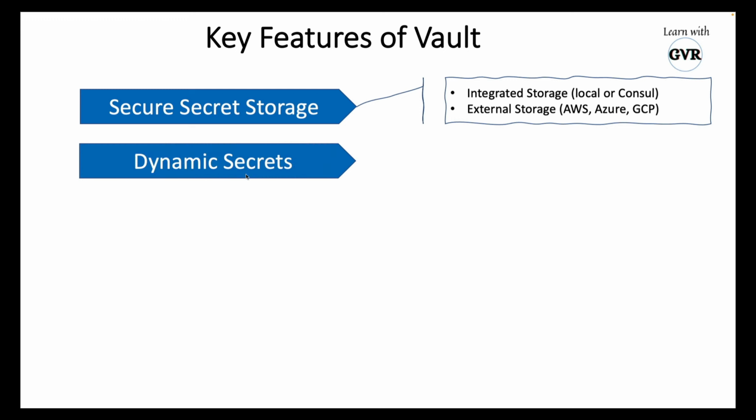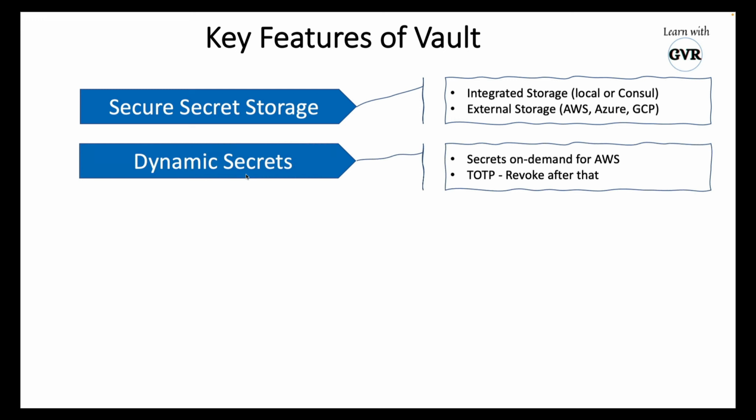Second is dynamic secrets. What are dynamic secrets? It's nothing but on demand. Say you want to log into AWS for 15 minutes; it will be generated dynamically. So you need not remember it or share it with your team. If you give that responsibility to Vault, Vault will take care of these things. If you want 15 minutes, yes, it will generate for 15 minutes.